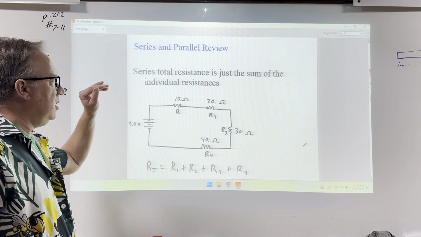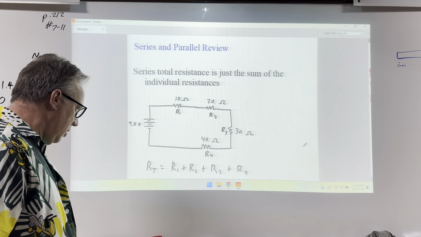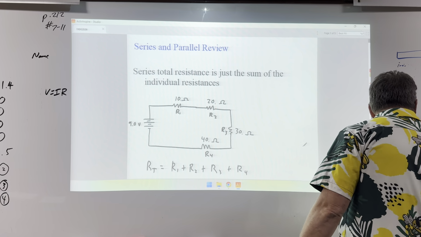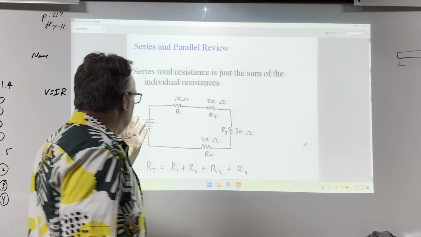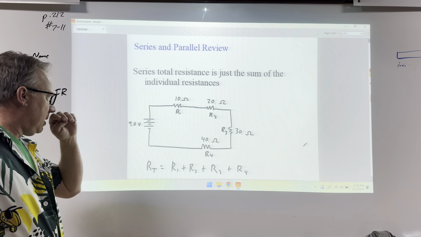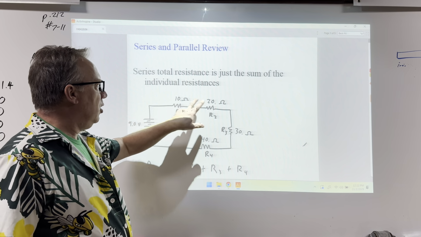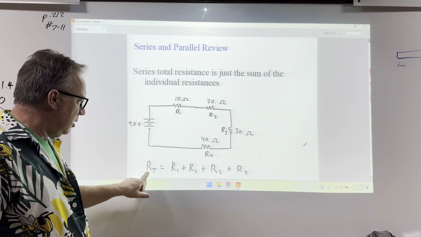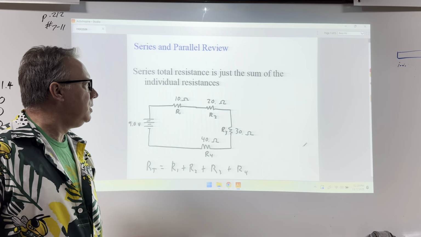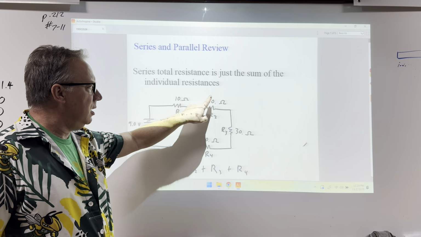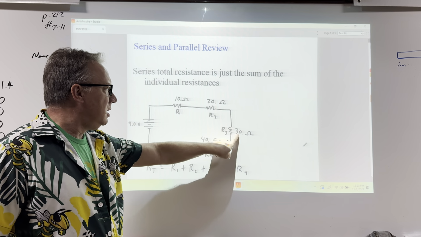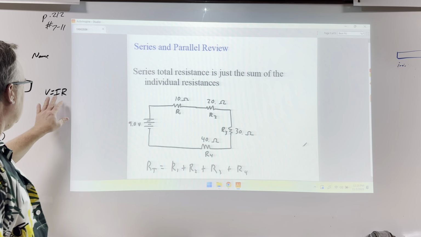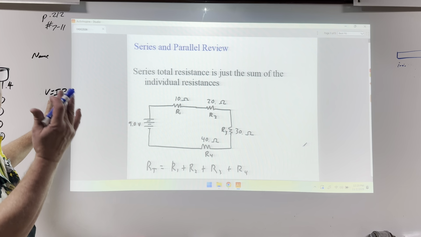Series resistance is just the sum of all the resistances. So if I have a 9-volt direct current voltage source like a battery, and I have a 10 ohm and a 20 ohm and a 30 ohm and a 40 ohm resistor, the total resistance is just the sum. So 10 and 20 is 30, 30 and 30 is 60, 60 and 40 is 100 ohms. So that's as easy as that gets.